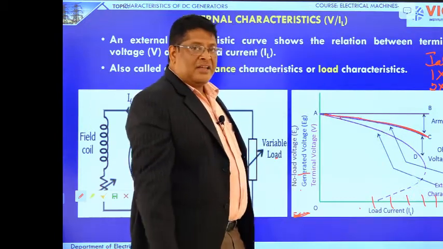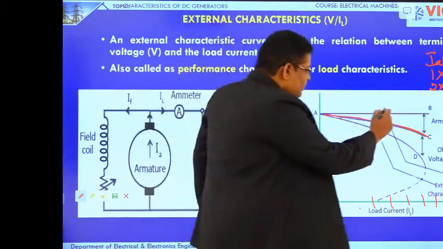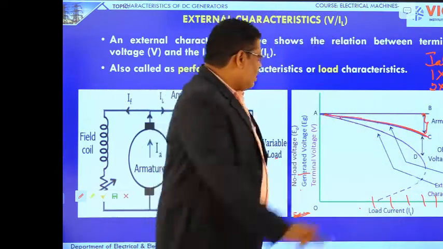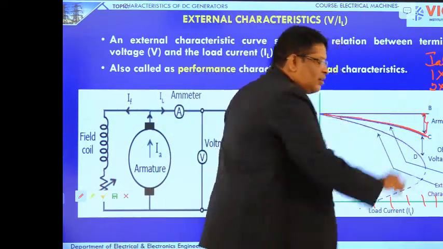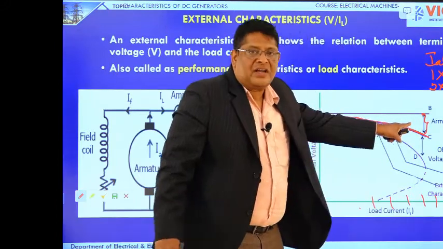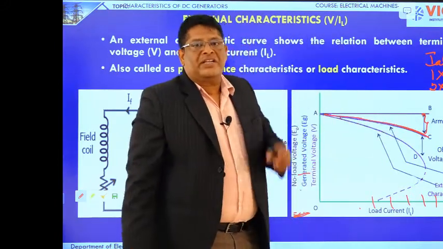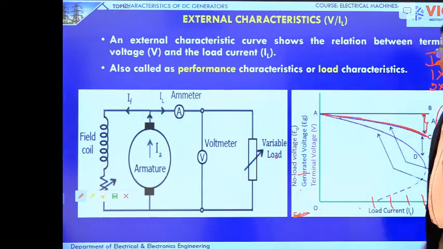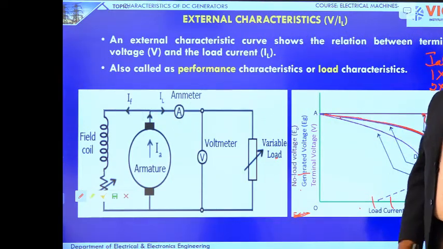Again here, there is some gap between this line and this one. It represents the voltage drop in a DC generator because of the armature reaction.